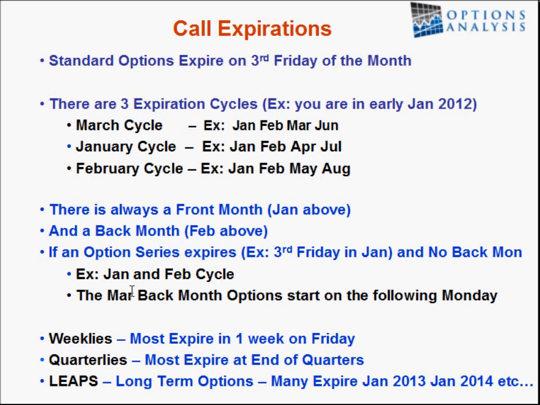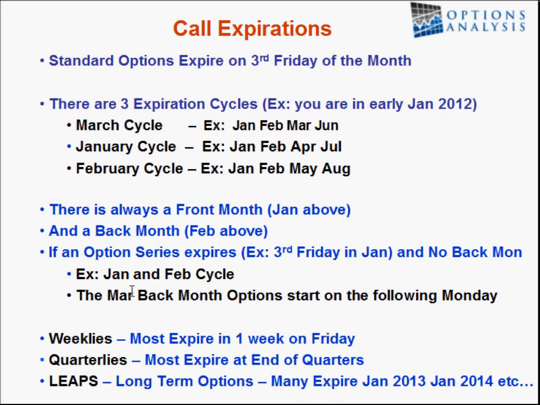Third Friday of the month expirations are not the only ones. There's also options that are called weeklies. A weekly expires in about a week, on the Friday of that week. For each week in a month, you can have a weekly for some stocks. Not all stocks have weeklies. Quarterlies expire at the end of a quarter, typically at the last trading day of a month.